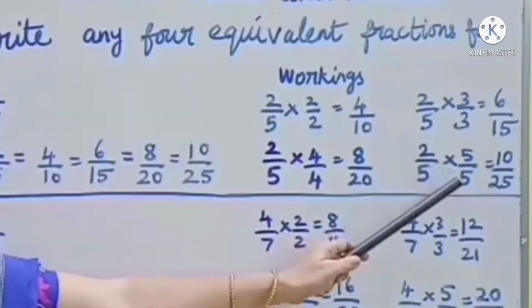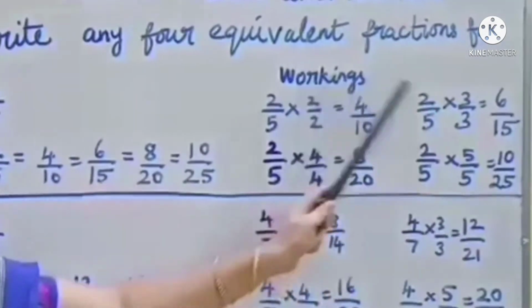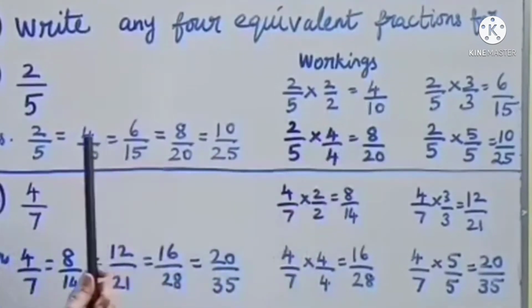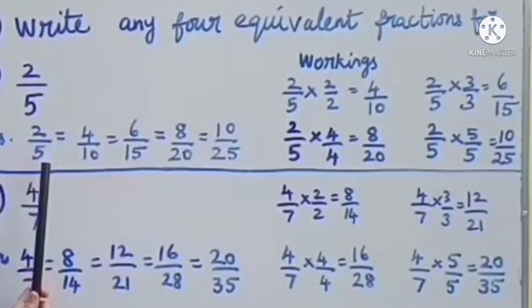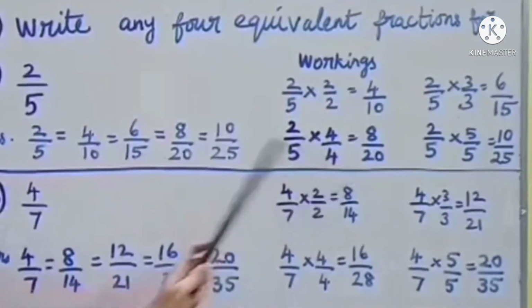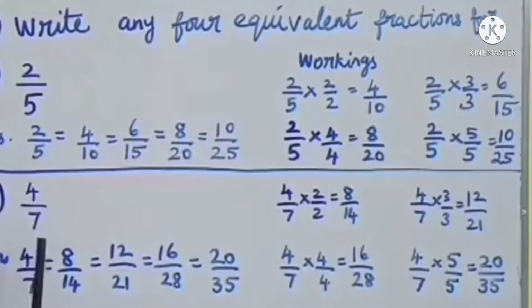Finally, we use the 5 table. 2 5s are 10, 5 5s are 25. Now you get 4 new equivalent fractions. So our answer is 2 by 5 is equal to 4 by 10, 6 by 15, 8 by 20 and 10 by 25.